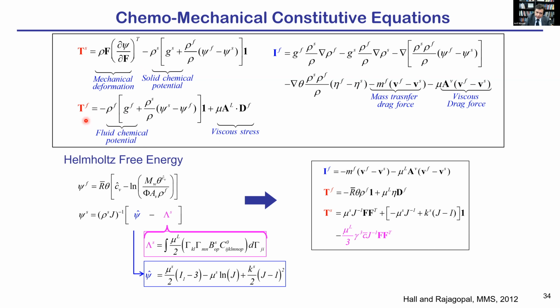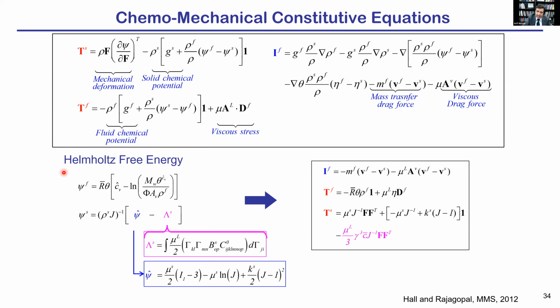So in addition, as I mentioned, there are interactive force fields. These interactive force fields have different effects, the gradient of density and temperature effects. In this work, the most important effects that we have accounted for are the mass transfer drag force and the viscous drag force. So I'm going to be focusing on these two terms.